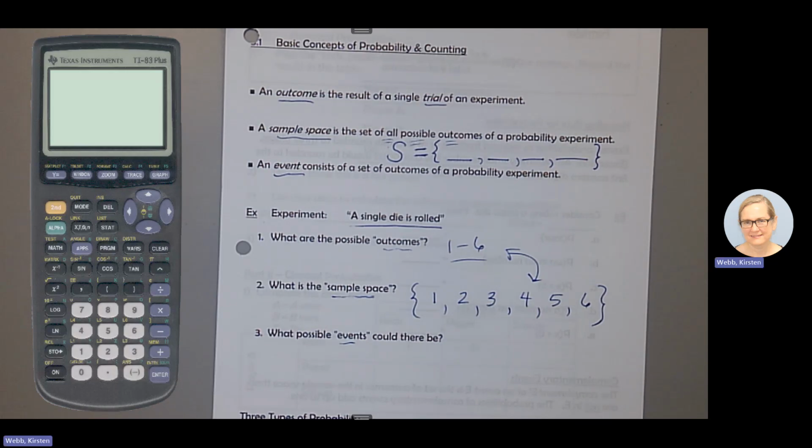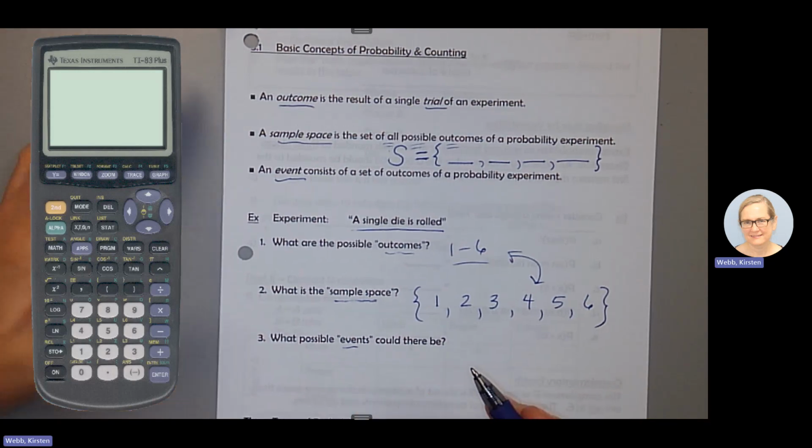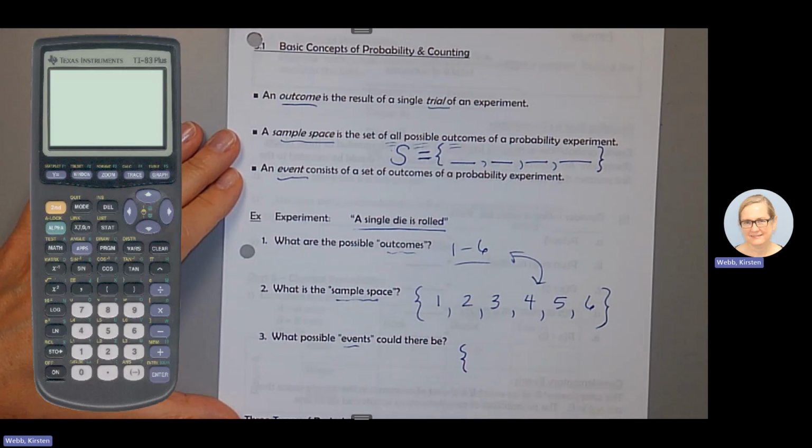Sounds like a great start. Were others thinking along those lines? Roll a die, you get a 1, 2, 3, 4, 5, or a 6. So out of all those possible rolls, there's different events we could be interested in. Maybe we're just interested in knowing if someone rolled a 1 or not.